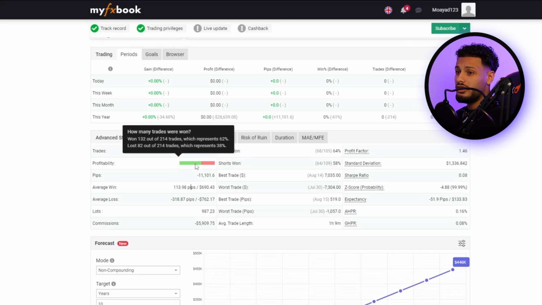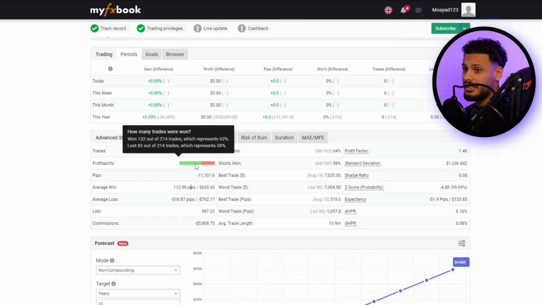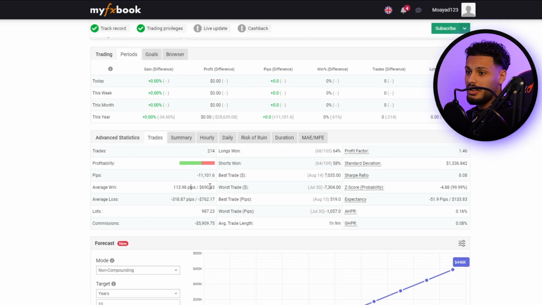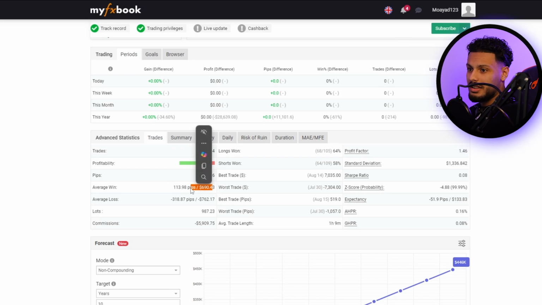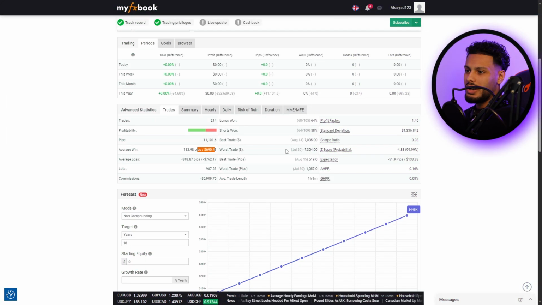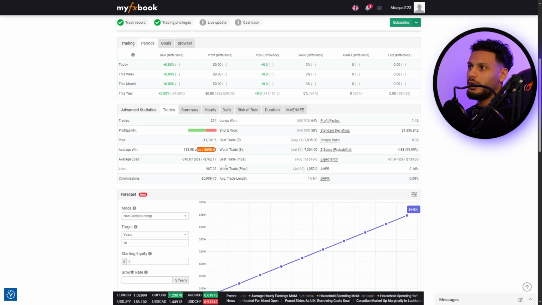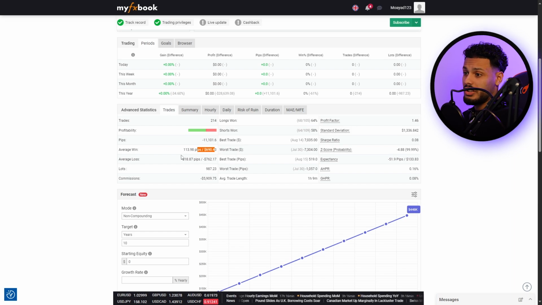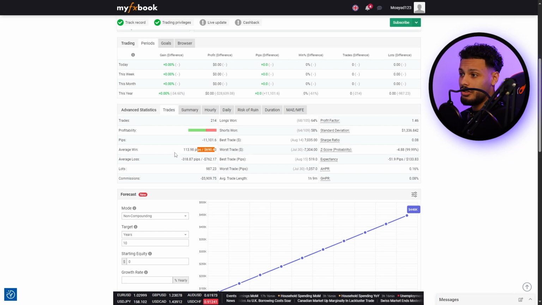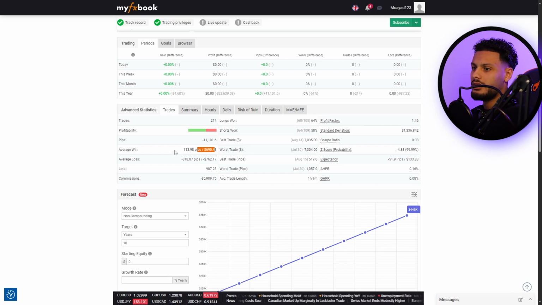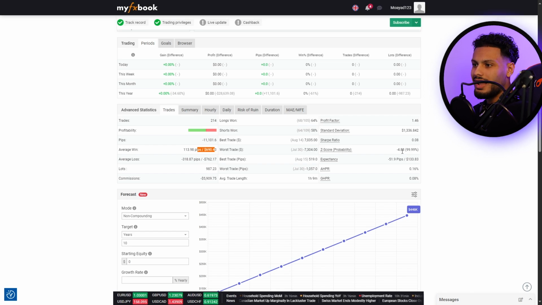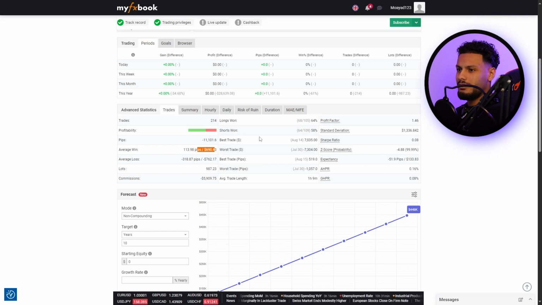So we won 132 out of 214 trades, and you only lost 82 out of that. Even if your loss is bigger and you're winning more, you're still profitable. This is why a lot of people wonder about win rates. Win rates don't mean anything. There are traders out there with a 20% win rate and they're still absolutely smoking the markets, right? So I don't really care about these too much.